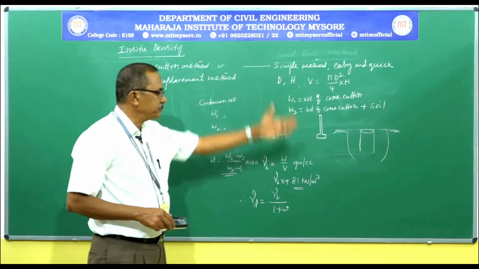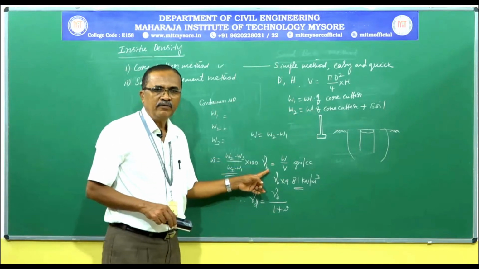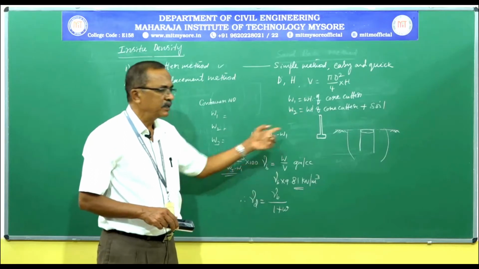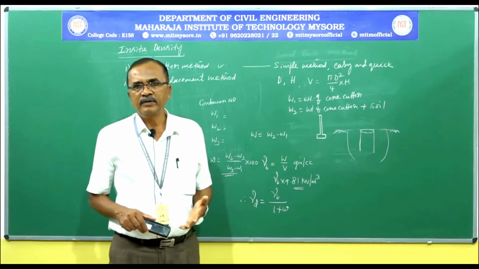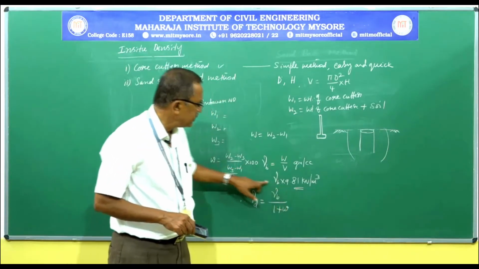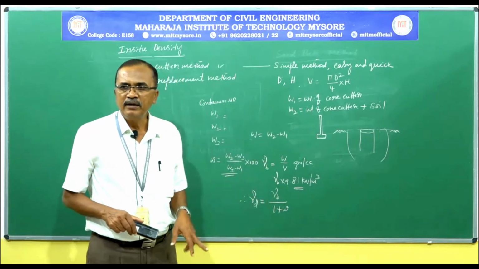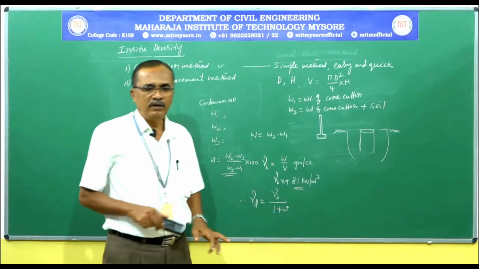All these processes up to gamma B we can carry out quickly within 30 minutes. Sometimes we are able to complete it sooner. So within 30 minutes we can find out the bulk density or field density of the soil. Of course, to determine dry density we have to wait 24 hours.